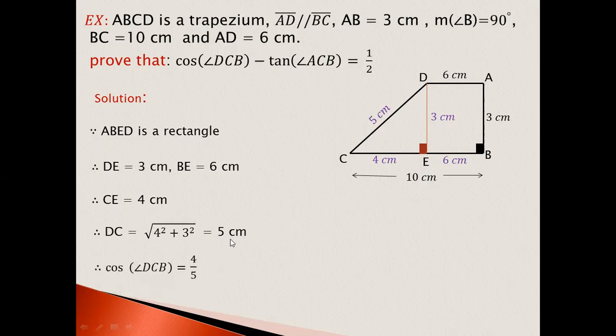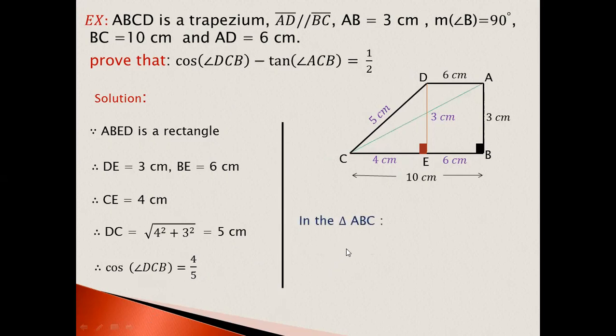And now we can easily find cosine of the angle DCB. We know that cosine of any angle equals the ratio between the adjacent side of the angle and the hypotenuse. And the adjacent side of the angle DCE is 4 centimeters, and the hypotenuse is 5 centimeters. So it's going to be 4 over 5.